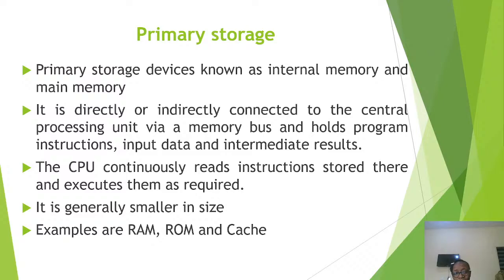It is generally smaller in size than other bigger storage devices. Examples of primary storage include the RAM, the ROM, and the cache. We have already seen the cache. Cache is a buffer memory that comes with the processor.